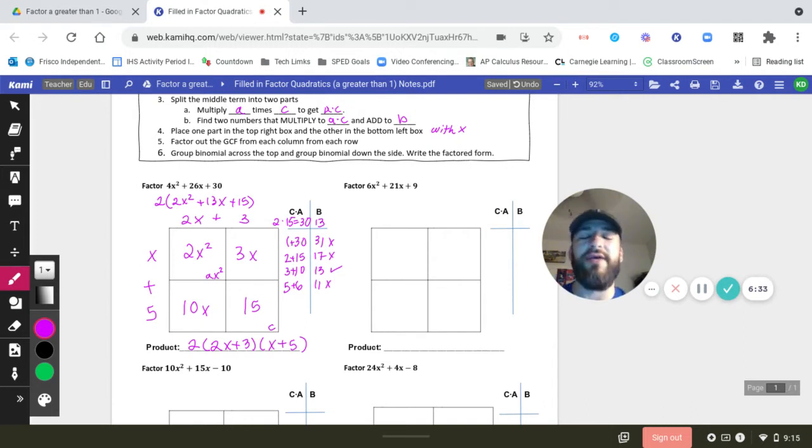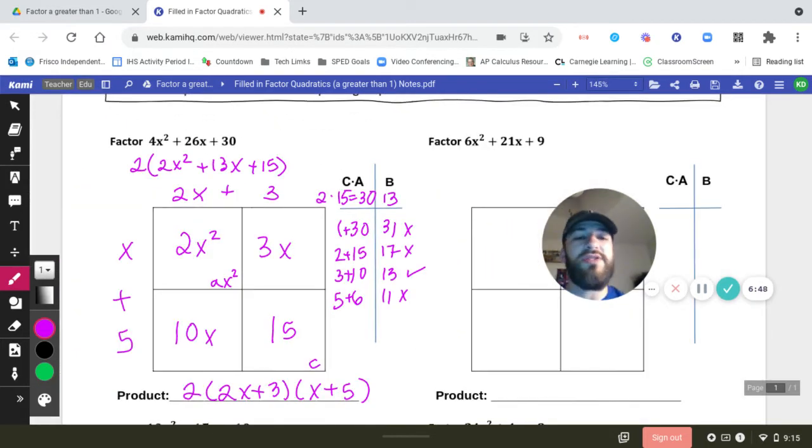You can kind of just be like, okay, factors of b that add up to c and a, and it's usually pretty straightforward. But with this one, with a greater than 1, we do have to multiply the c and a, and our factors don't necessarily become the numbers on the outside. Okay, so let's factor 6x squared plus 21x plus 9.